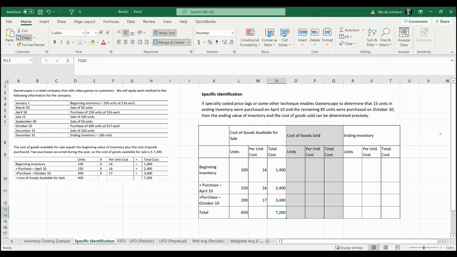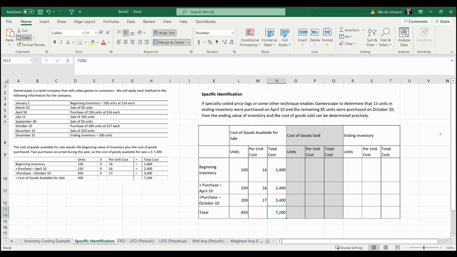If there are specially coded price tags or some other technique that enables Gamerscape to determine that 15 units in the ending inventory were purchased on April 10th and the remaining 85 units were purchased on October 10th, then the ending value of inventory and the cost of goods sold can be determined precisely. So we have the information on the ending inventory in this scenario.